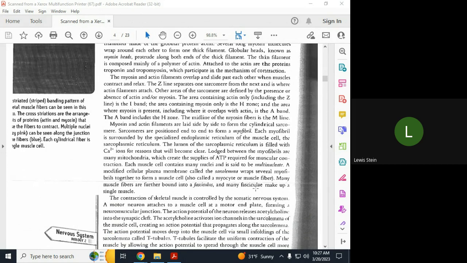So when they talk about fasciculus, many muscle fibers are further bound into fascicles. That's what they're talking about. I know they're giving it the Latin term of fasciculus, but for us, fasciculus would be an individual one. These together, we call fascicles. So an individual fascicle, fasciculus, and then fascicles. You've got to know your Latin singulars and plurals, because they'll throw that at you.